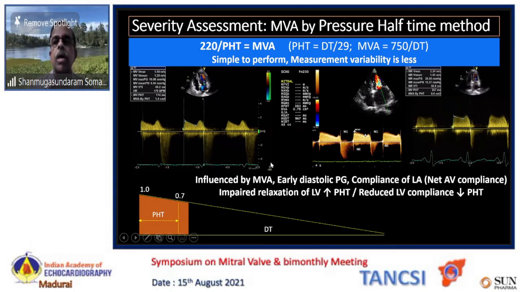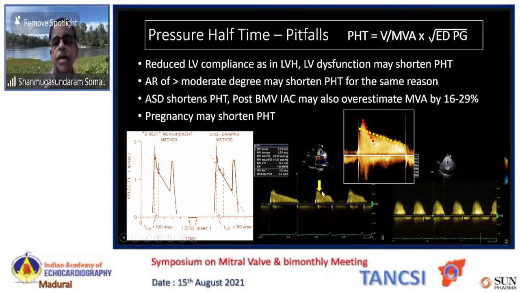it is influenced not only by the mitral valve area, but also by the early diastolic pressure gradient, the compliance of the left atrium, and on top of it, the diastolic behavior of the left ventricle seems to have a discrepant effect on pressure half time. For example, impaired relaxation of LV is supposed to prolong the pressure half time. On the contrary, when the muscle is stiff or the LV is stiff, it is supposed to lower the pressure half time.